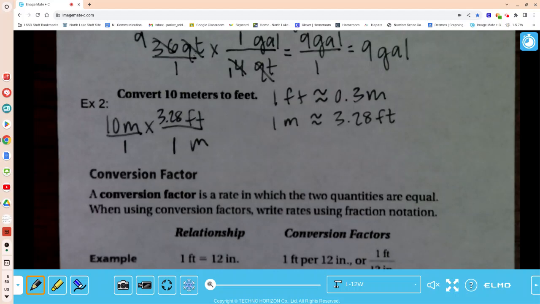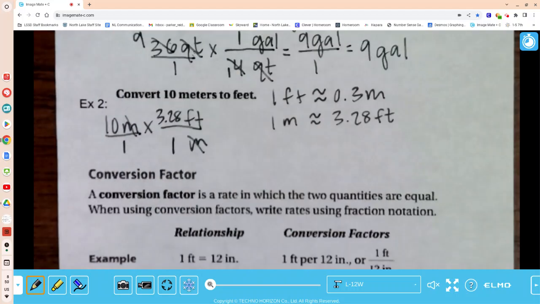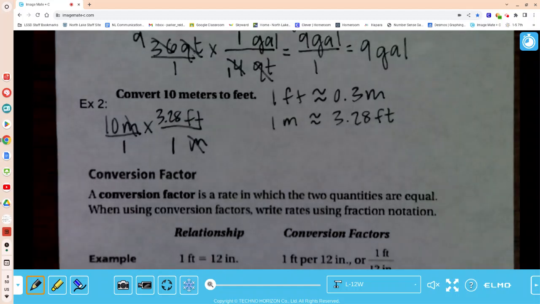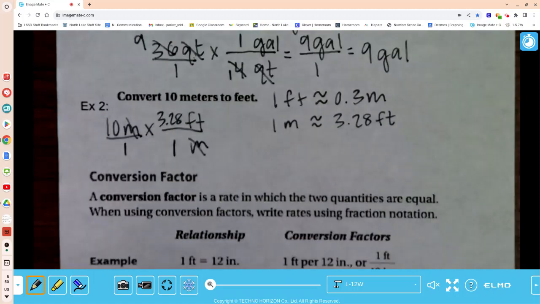All right, my problem is set up. We're going to start cross-canceling. Remember, the meters and the meters cross-cancel with one another, making them go away. And that's the only cross-canceling I can do. There's no numbers here that are going to cross-cancel. So now I'm ready to just multiply straight across.